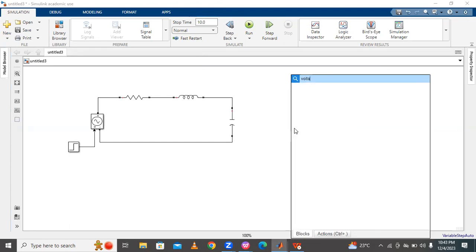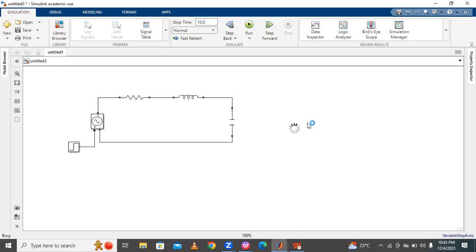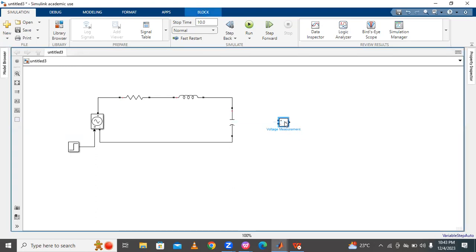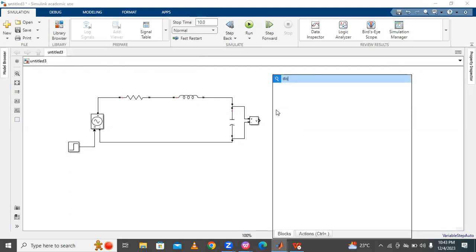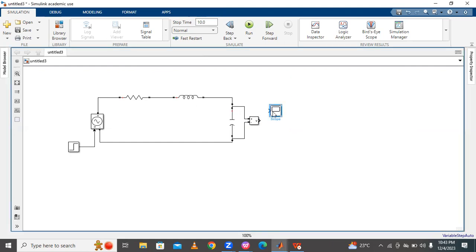Take one voltage measurement and connect it in parallel across the capacitor in this way. This is called voltage measurement. And take one display; instead of display, take a scope, and connect like this. Similarly, connect one voltage measurement and also one scope.